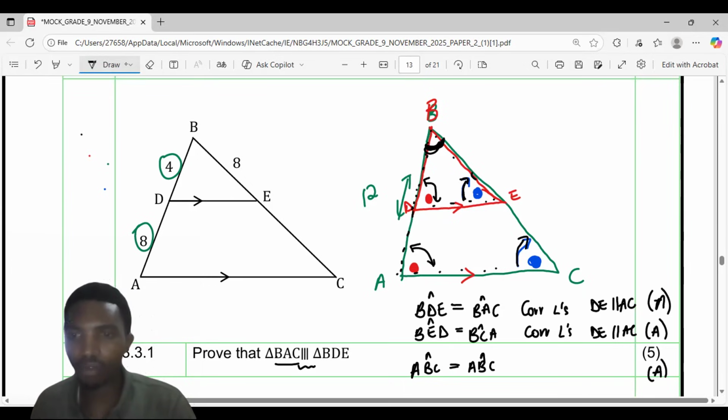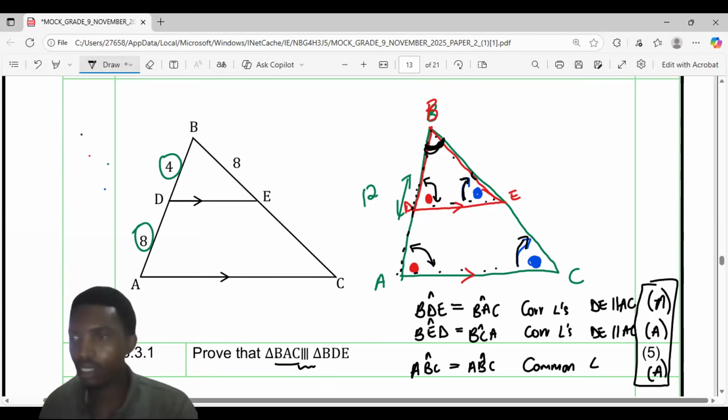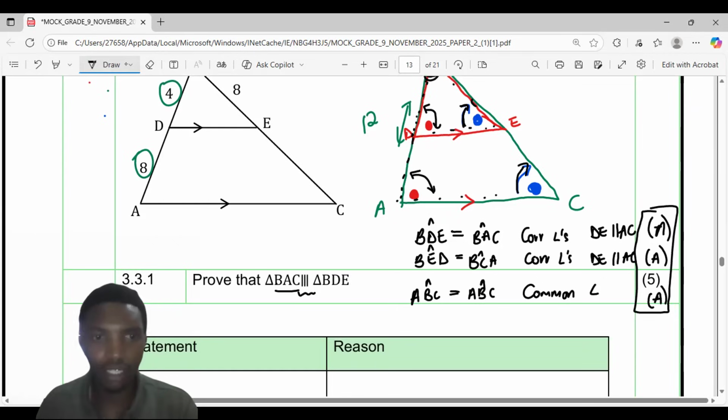And what's our reason for this? They are what? A common angle. They are common angle because that angle applies to both the triangles. So now in this case, do we have what we needed? Yes, angle. So when we have angle, then we can say, therefore, triangle BAC, it is parallel. I mean, it is similar to triangle BDE.